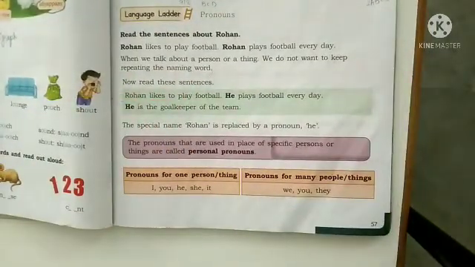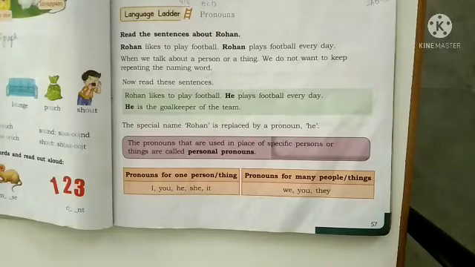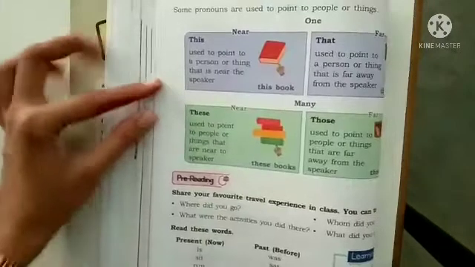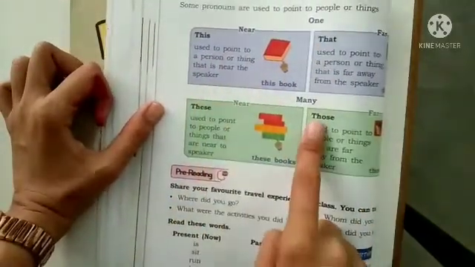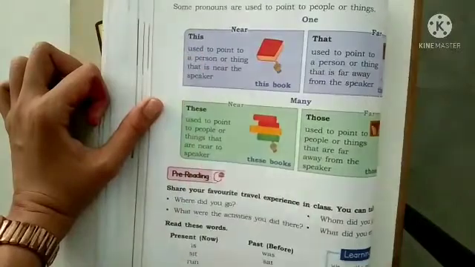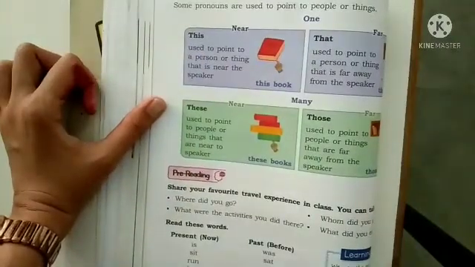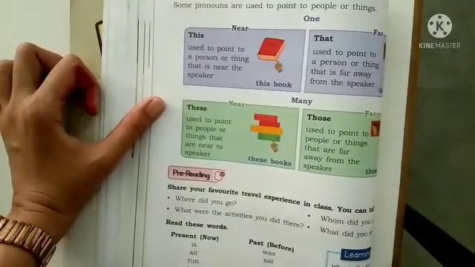Now we will see some more pronouns that are used to point out anything or any person. So for this, please turn the page. These pronouns are this, that, these and those. So we use this for a thing that is near to us and one in number.